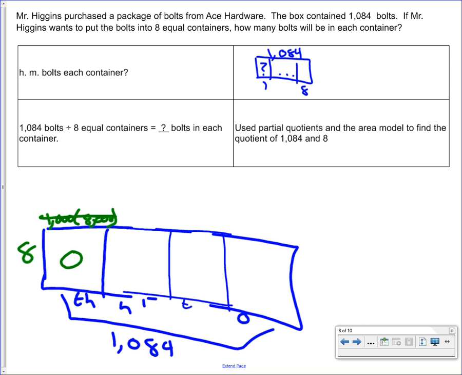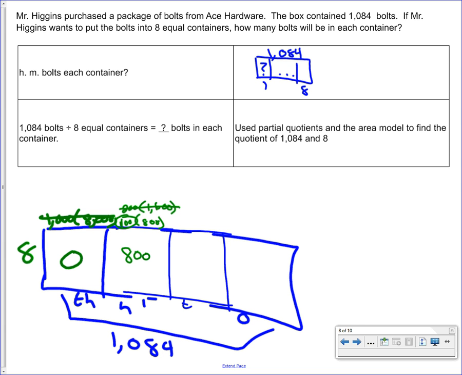So I've got 1,084. Let's do it by tens. If I gave each one 10, that would be 80. 20. Oh, I'm sorry. You guys are probably yelling at me. We're doing hundreds. So 100 would be 800. Give each group 200, that would be 1,600. I got 1,084. That's too much. So 800 it is.